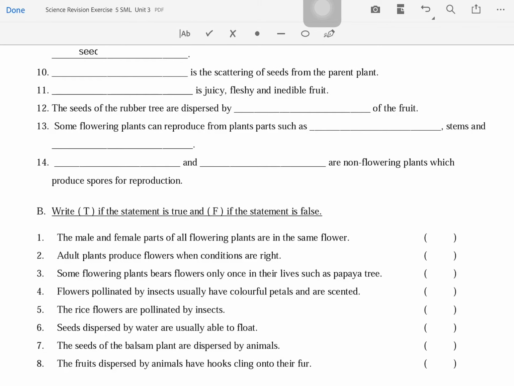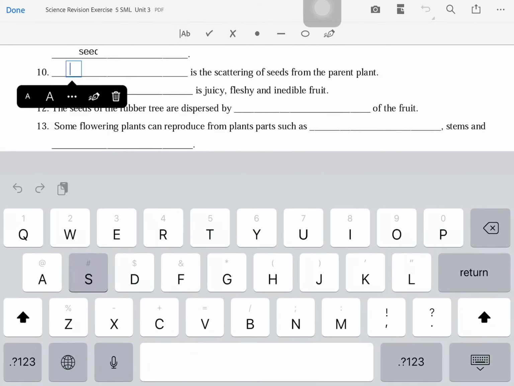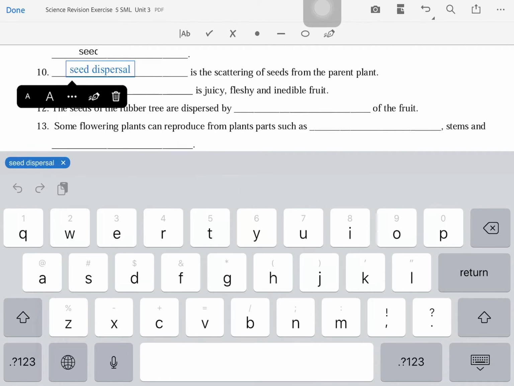Now question number 10. What is the scattering of seeds from the parent plant? This answer we can find in page 69 of your textbook. Page 69 is a topic where we talk about seed dispersal. Seed dispersal is the scattering of seeds from the parent plant. So the answer is seed dispersal.